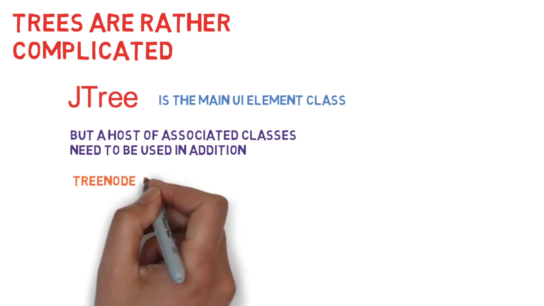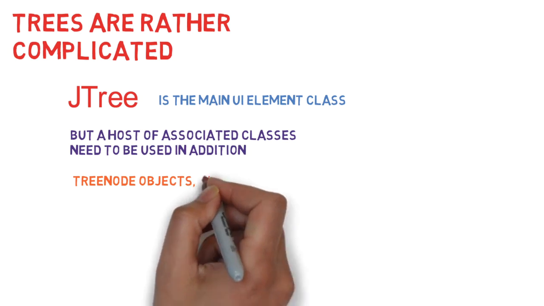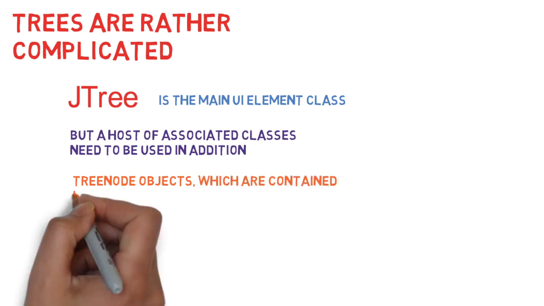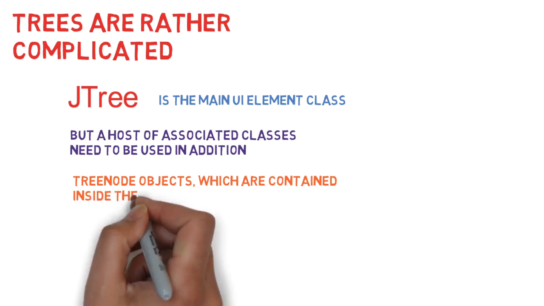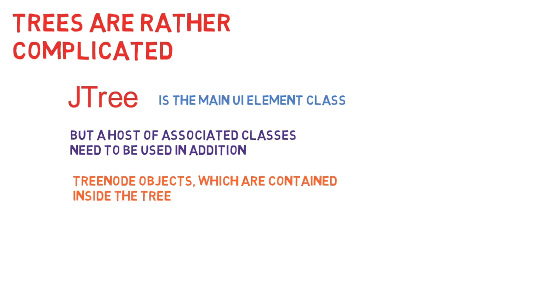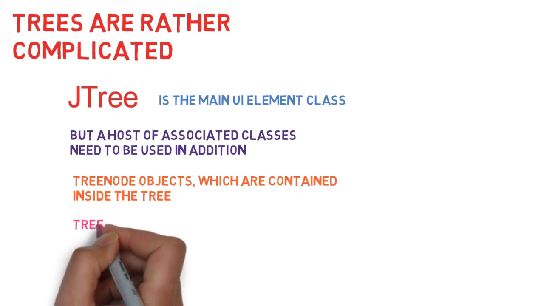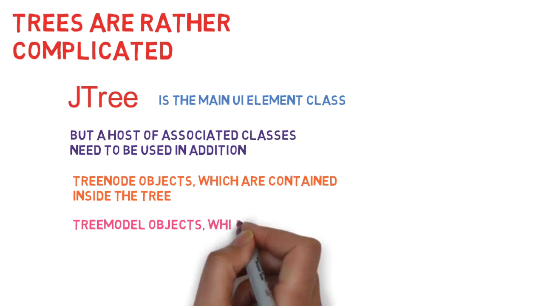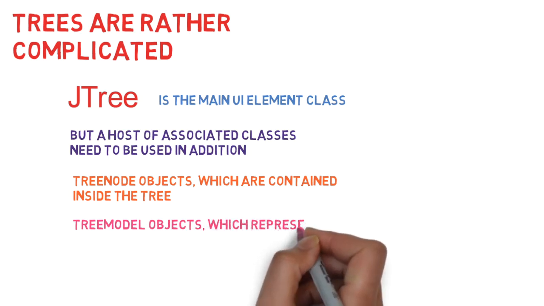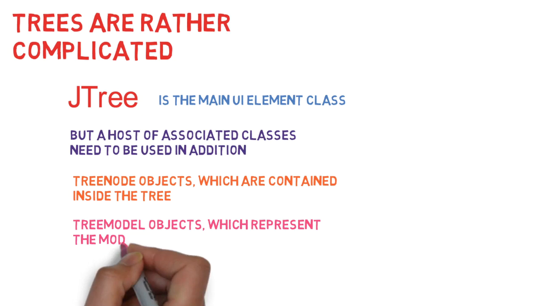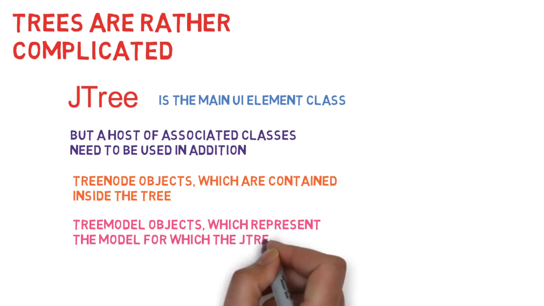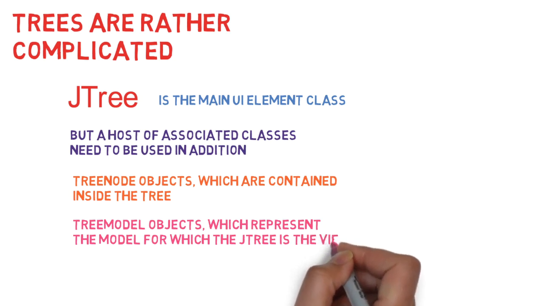An example is the tree node object. Tree node objects are basically nodes in that tree and are contained within a tree. The nodes which appear in the UI rendering of a tree are tree node objects. In addition, we have tree model objects. This is the underlying data which we use to display the tree. The tree model is the model for which the JTree is the view.